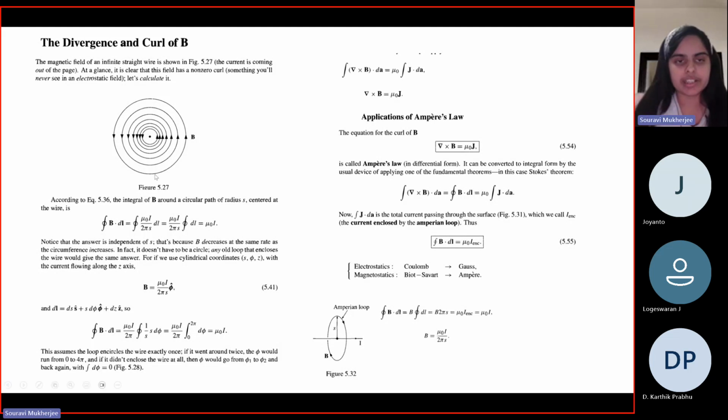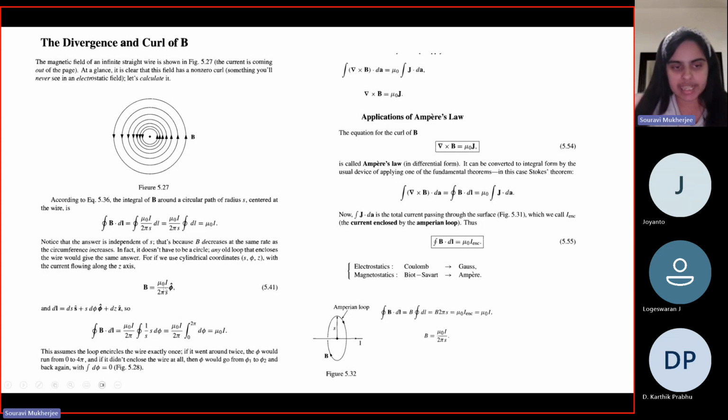So if you consider it along Z, then your B would be given as mu 0 I by 2 pi s phi cap, right? Phi cap is what is changing along. Basically, you can see the magnetic field lines are circling around the wire. So what is changing is directed along the phi cap.